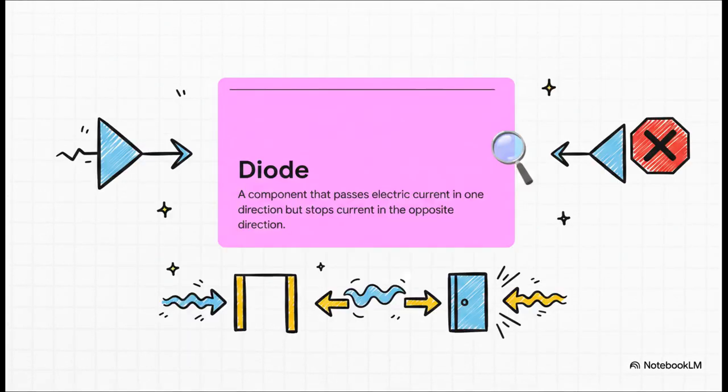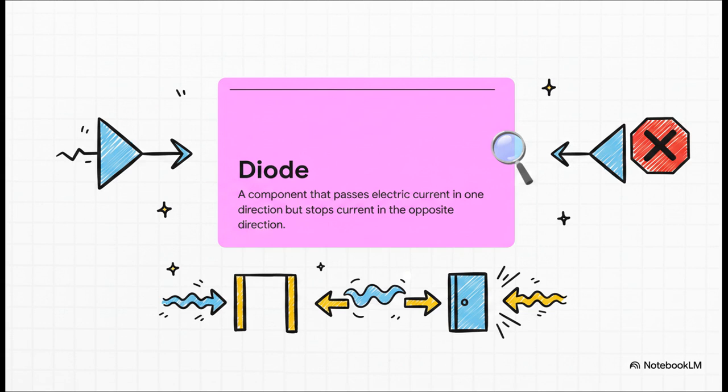And the answer is the diode. Its design is so elegant, and its whole purpose is singular. It lets current flow through in one direction, no problem. But if that current ever tries to turn around and come back, it slams the door shut. It's an absolute no-entry sign. And this amazing function, turning a two-way path into a one-way street, has a name.